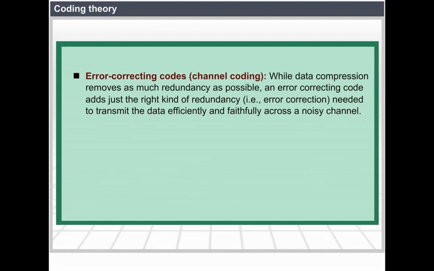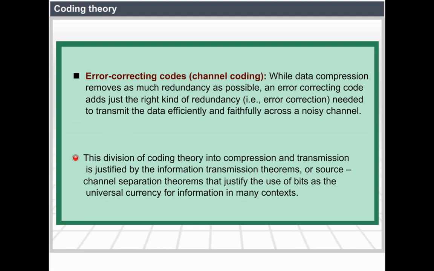Error correcting codes, channel coding. While data compression removes as much redundancy as possible, an error correcting code adds just the right kind of redundancy, that is, error correction, needed to transmit the data efficiently and faithfully across a noisy channel. This division of coding theory into compression and transmission is justified by the information transmission theorems, or source-channel separation theorems, that justify the use of bits as the universal currency for information in many contexts.